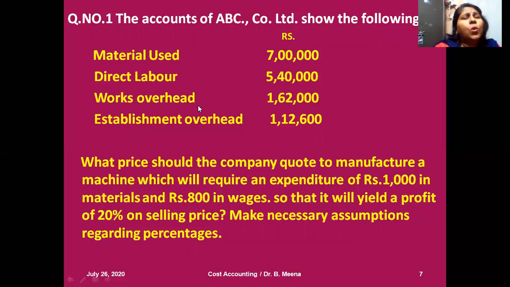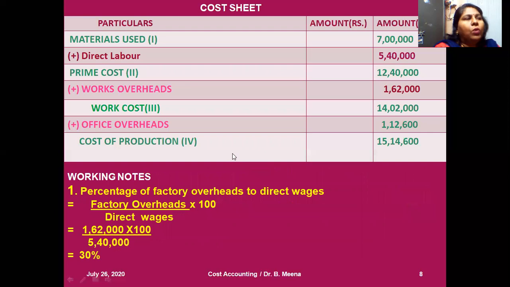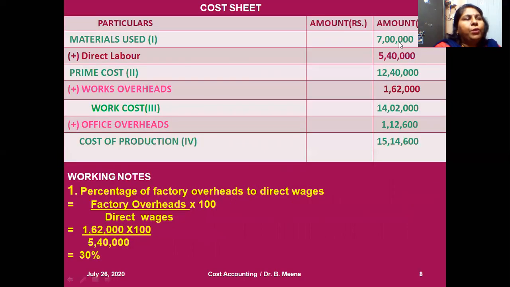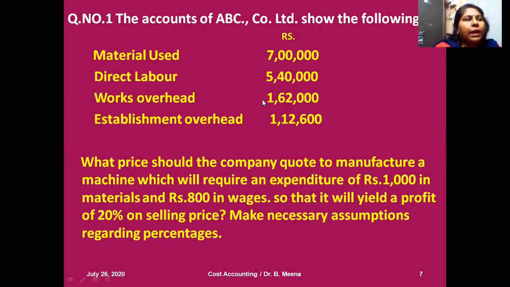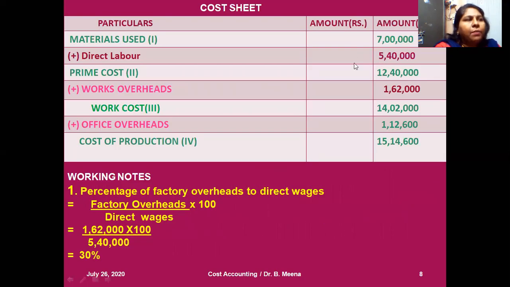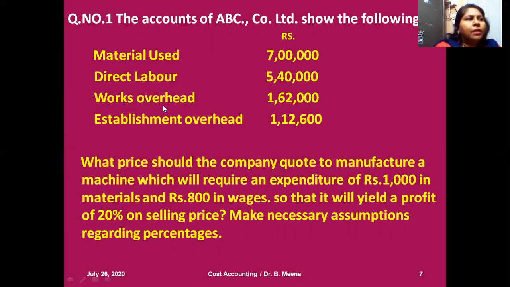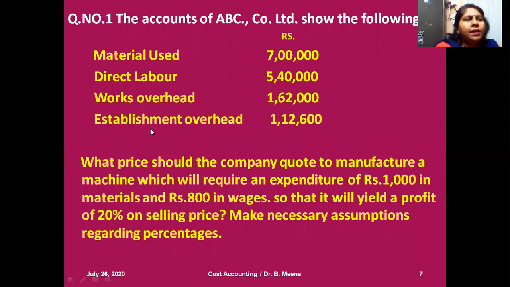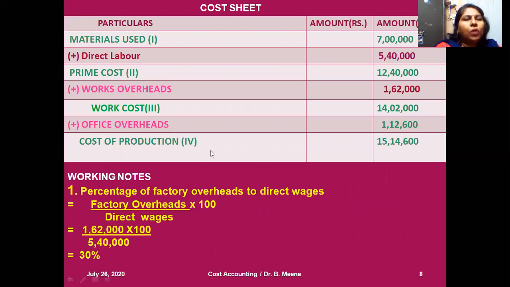Under the tender or quotation model, our first job is to work out the cost sheet with the given information. Now look at the next slide. I prepared a cost sheet for the given information. Look at the arrow mark, that is the pointer. Material used is 7 lakhs. I put it here. Plus direct labor 5 lakh 40,000. Then I add the direct labor to get the prime cost. Then works overheads I added over here to get the work cost. Then finally establishment overheads is one of the office overheads. Finally add the office overheads to get the cost of production.